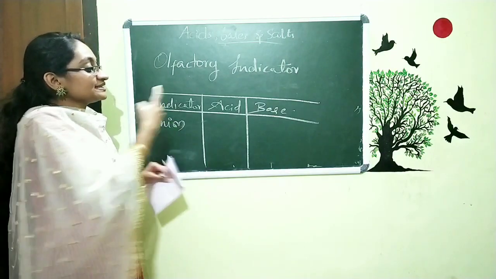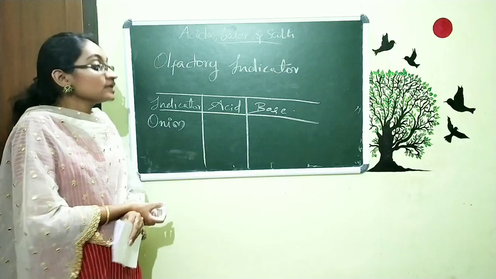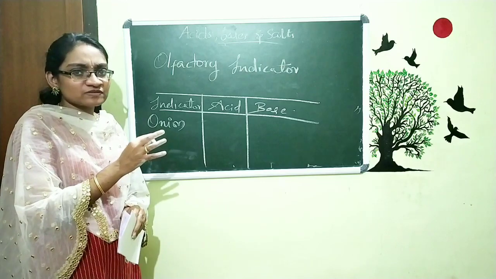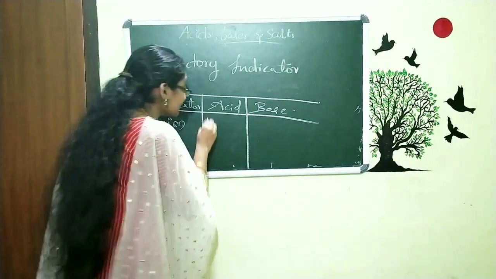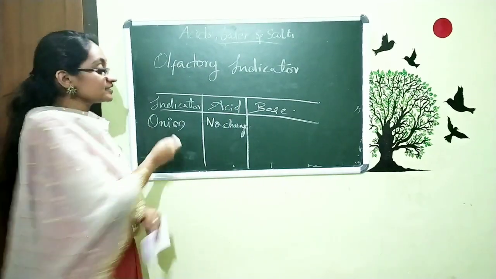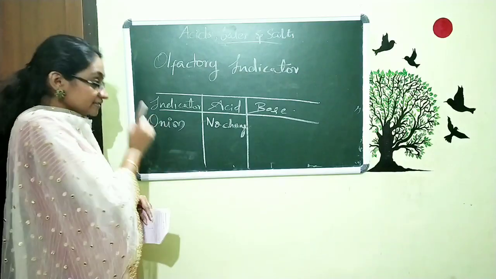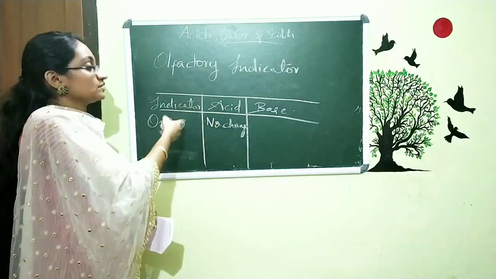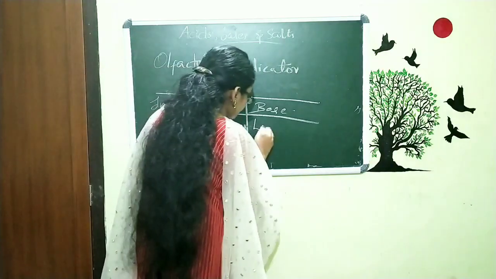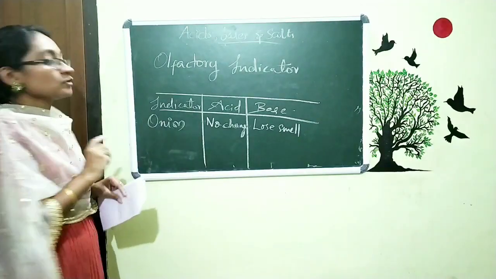So, when we interact that indicator with the acid, what happens? The result is like this. Generally, onion has a certain type of smell, and for the acid there is no change in the smell. And what about the base? When this indicator reacts with the base, it loses the pungent smell. So that's about the onion.